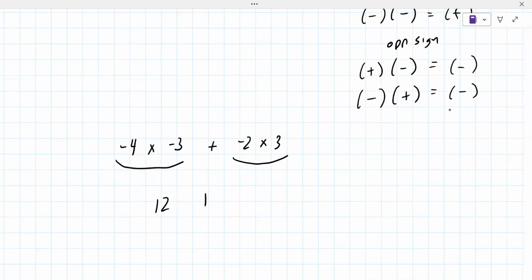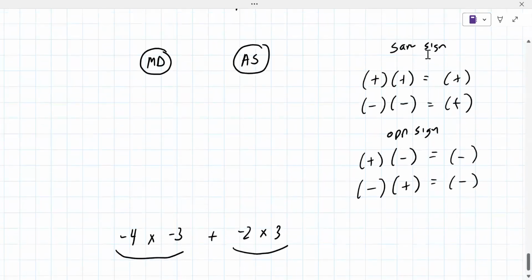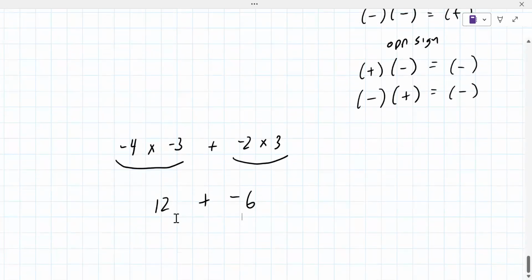I'm confused, because sometimes don't you have to keep the sign of the bigger number, or if they're the same, you keep that sign? So that's adding and subtracting. These are the rules for multiplication and division. So we'll get here: it's 12 plus -6.